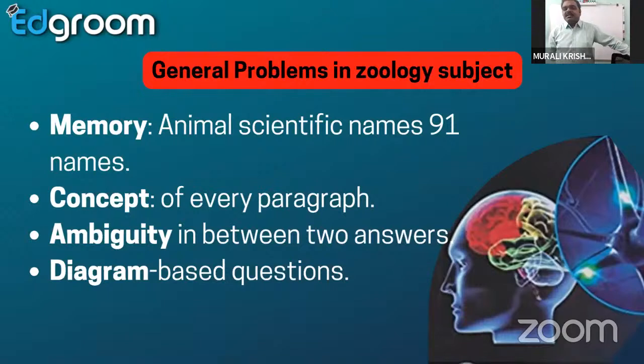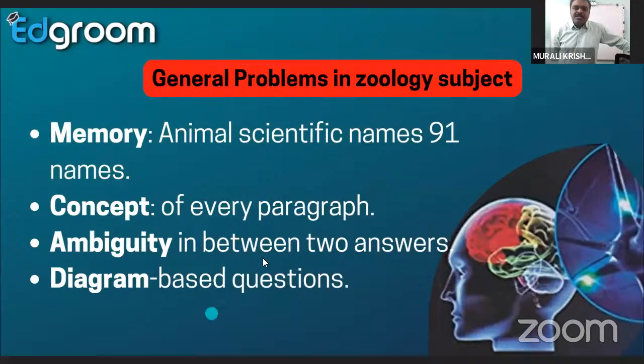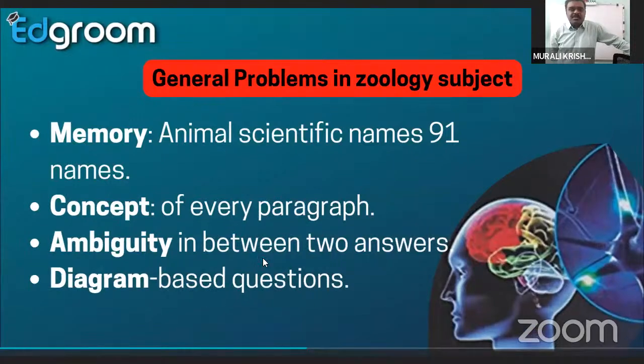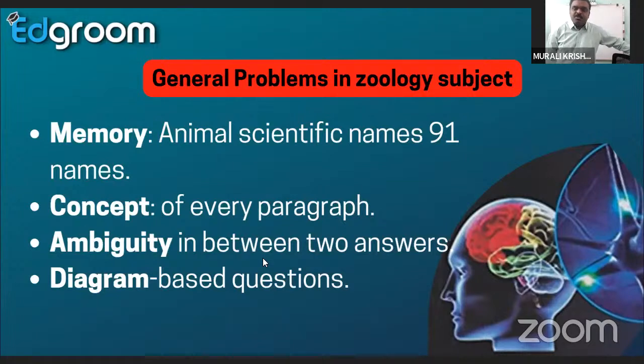Before that, the first point is that students face problems like animal scientific names. Approximately 91 scientific names are there in the animal kingdom. So the student develops some fear: am I capable of retaining the names of all these 91 animals or other organisms and their characters? Is it possible to memorize? Yes, it is possible. In case you have difficulty in this, we have a solution to solve this problem in the following parts.